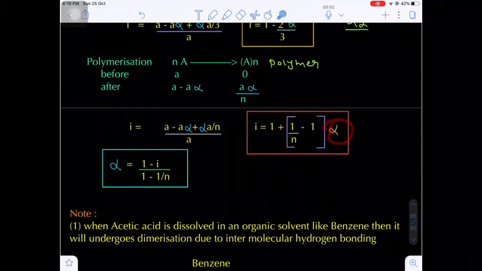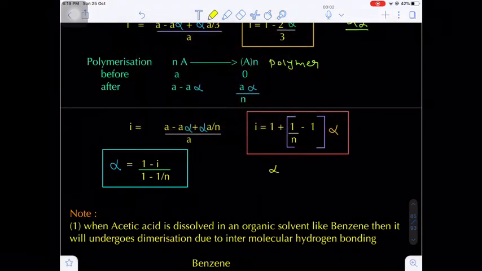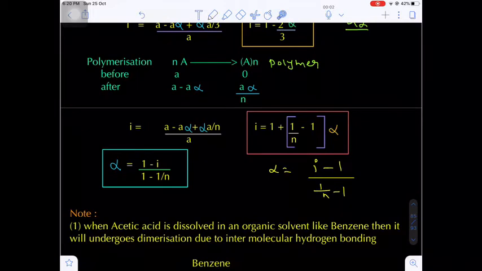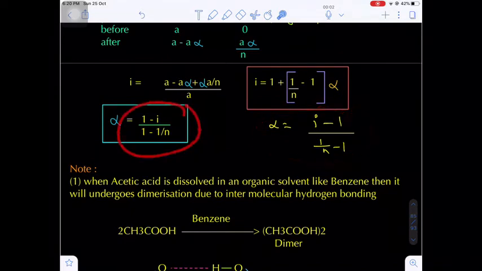From here what is the alpha value? Alpha value will be equal to iota minus 1. Alpha value from here, shall I write, alpha value equal to iota minus 1 upon 1 by N minus 1. Otherwise, if you take the minus 1 common from the numerator and denominator, you will get 1 minus iota upon 1 minus 1 by N.